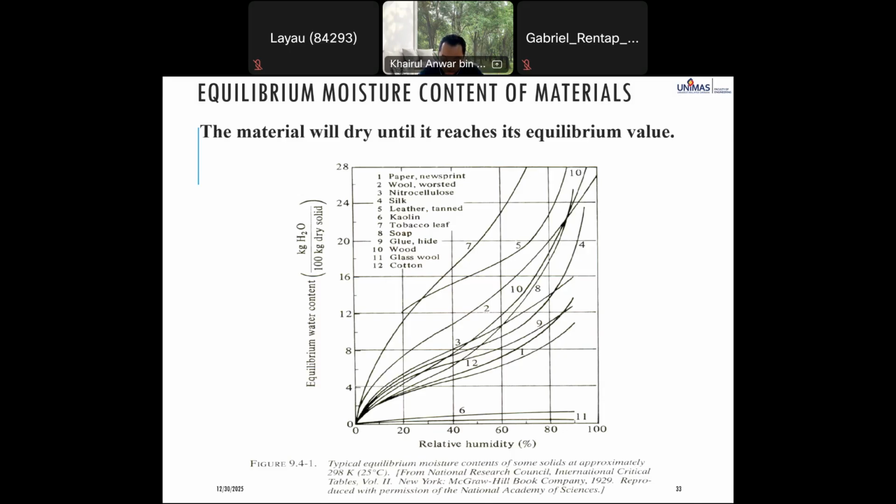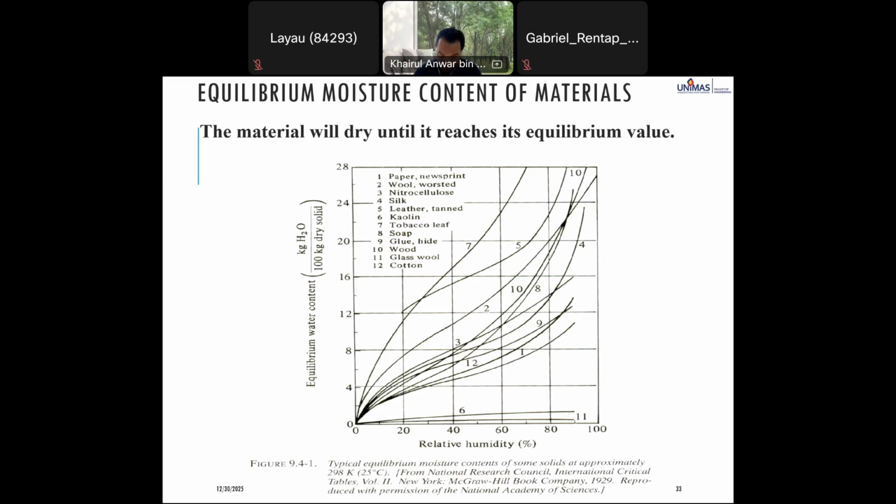Typically, if the material contains more moisture than its equilibrium value in contact with a gas of a given humidity and temperature, it will dry until it reaches its equilibrium value. If the material contains less moisture than its equilibrium value, it will absorb water until it reaches its equilibrium value. For air having 0% humidity, the equilibrium moisture value of all materials is 0. The equilibrium moisture content varies greatly with the type of material for any given percent relative humidity, as shown in figure 23.4-1 for some typical materials at room temperature.